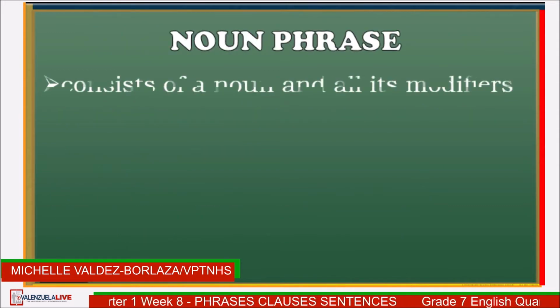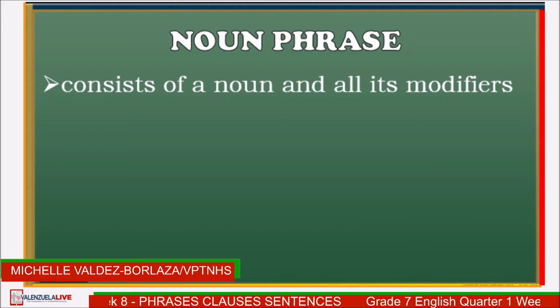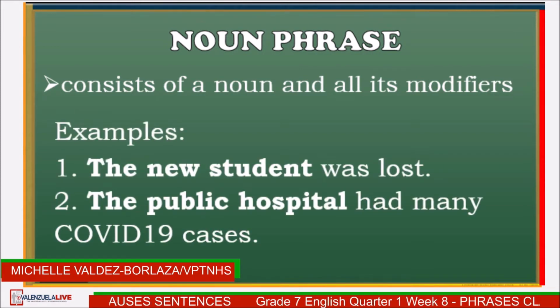A noun phrase consists of a noun and all its modifiers. Here are examples. Number 1, the new student was lost. Number 2, the public hospital had many COVID-19 cases.